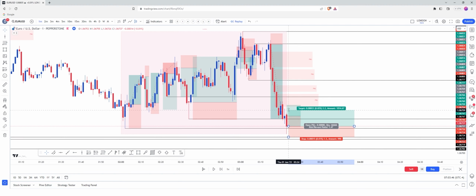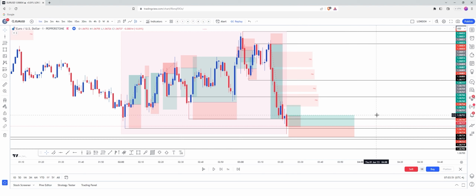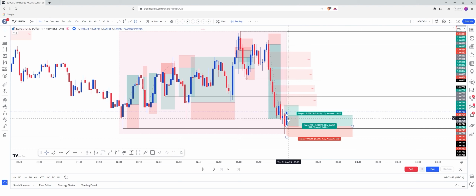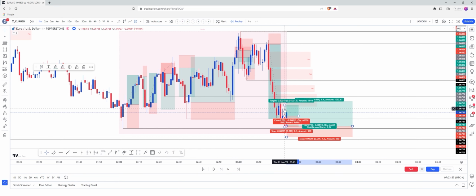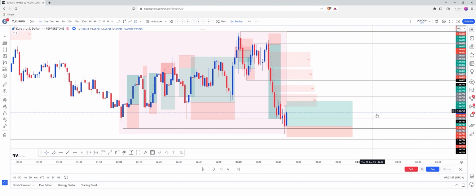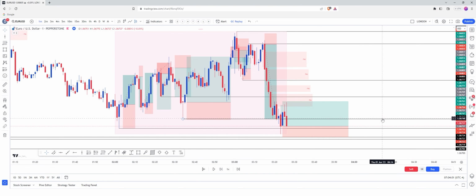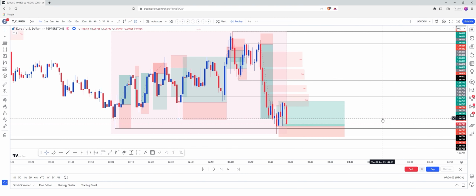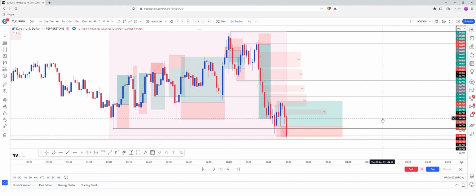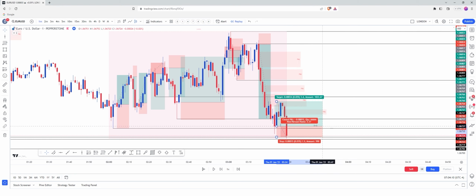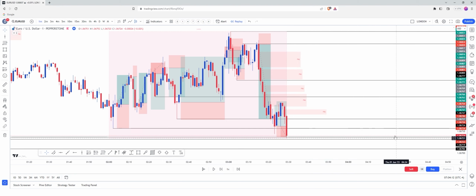1.5 pip stop loss, 1.5 take profit, so we are in the trade. We are risk free. Our next swing high would be these relative equal highs here. Not taken them, and that's a break-even trade at that point, but we have taken this swing low. I think we'll stop there.